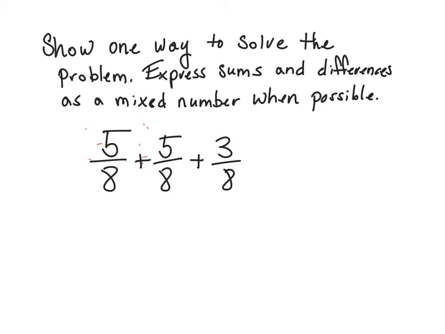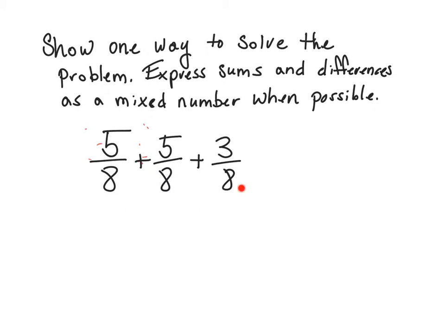All right, now we're going to show another way to solve the problem, and we're going to express the sums and differences as a mixed number. And if you need, you could use your number bonds to help you, whatever you need. But again, that first part, we want to look for the two fractions that we can add together to get us a whole. And when I look at 5/8 plus 5/8, that's going to give us 10/8. So that's going to give us an improper fraction, or a fraction greater than 1. So that's not going to give me a whole.